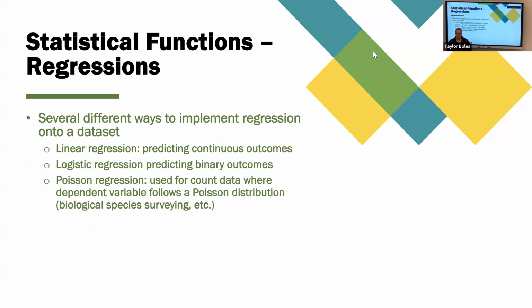We're also going to be talking about regression just briefly. There's linear regression, logistic regression, Poisson regression. So there are different ways to implement regression onto a data set. Linear regression predicts continuous outcomes. Logistic regression predicts binary outcomes, which is just two things, one or the other, true or false, yes or no. Poisson regression is used for count data, where the dependent variable follows a Poisson distribution, usually used in biology.